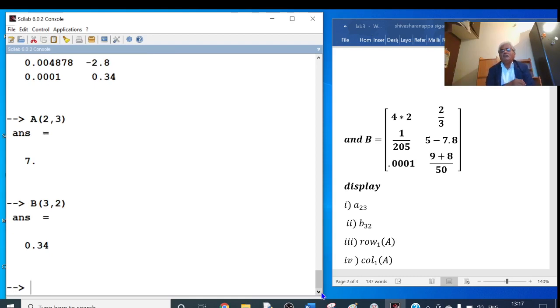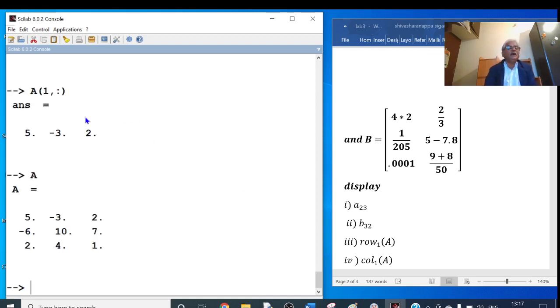Next, row 1 of A, that is the first row of matrix A. The command is A, open bracket, first row, give 1, comma, colon, bracket close. 5 minus 3 2. Is this the first row of A? Let me check. Yeah, 5 minus 3 2. If I write any element here, say 2, then that gives the element in the first row, second column. Colon means take all the columns. So that is the first row, all the columns: 5 minus 3 2. It is displaying.